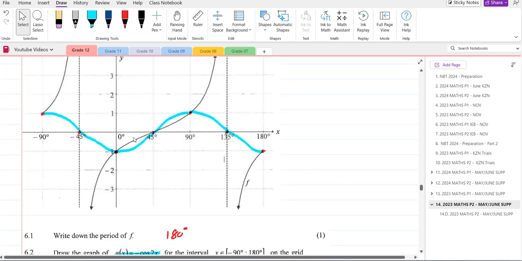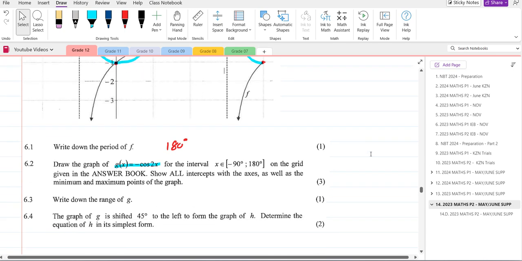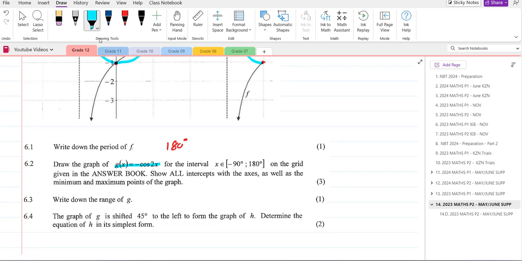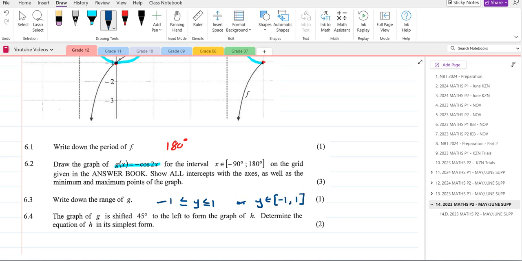What's the range of the g function? The cos graph that we just drew is only between minus 1 and 1, minimum and maximum value. So between minus 1 and 1, or if you like writing it like this, y is an element from minus 1 to 1. That's perfect.